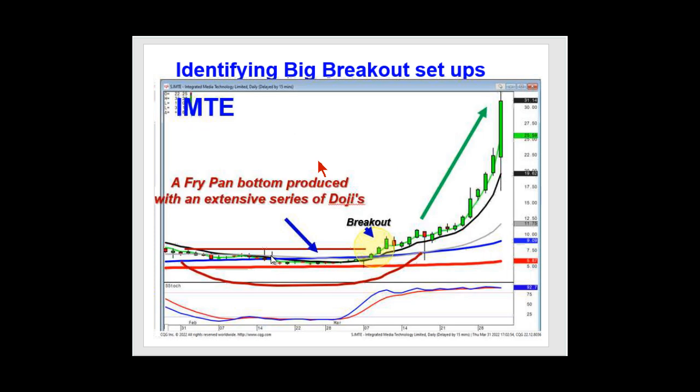So anytime we can see a pattern, here's a fry pan bottom with an extensive series of dojis, and then bam, there's the breakout. This is the expectation of a fry pan bottom breakout. And once that breakout occurs, we don't have to be caught by our own emotions of saying, oh man, I'm going to take profits because I've got a profit. We can see what the indicators are telling us we should be doing. So even today, when the market was off 500 points, this one was still up huge.